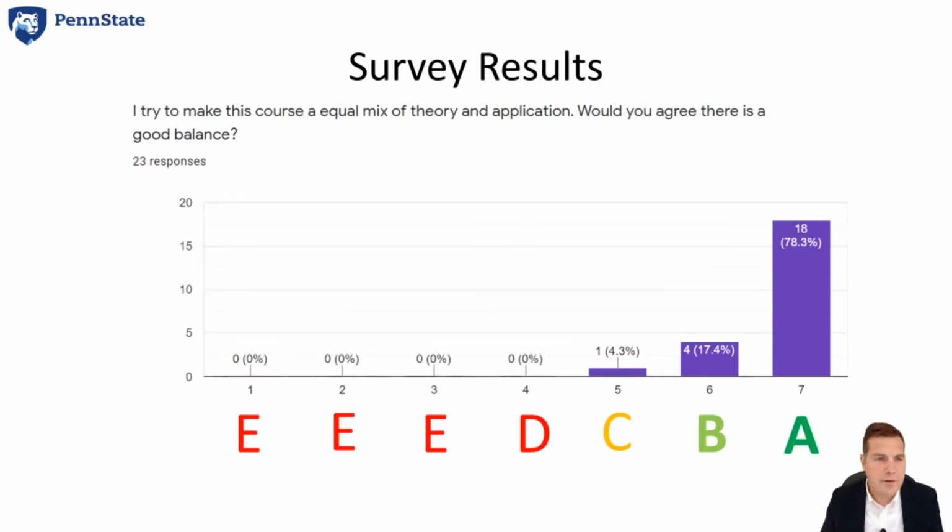So to start with the survey results, these are actually exactly what the questions were that I got from that Google form. All of the responses were anonymous, so I don't know who said what. So the first question was, I try to make this course an equal mix of theory and application. Would you agree there's a good balance? And this is really important to me.